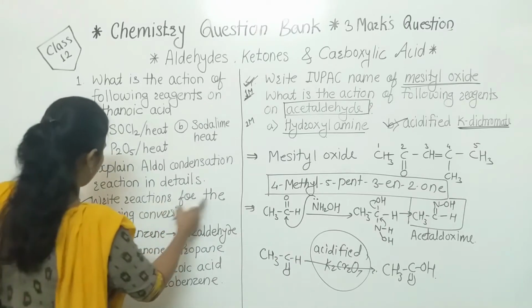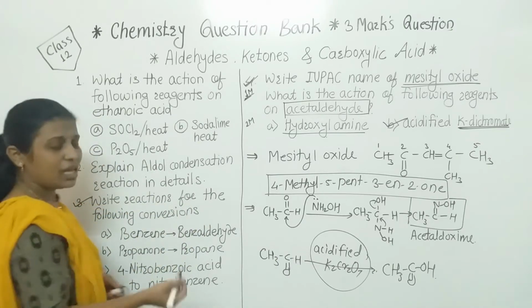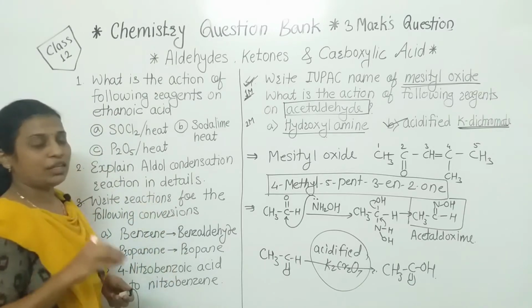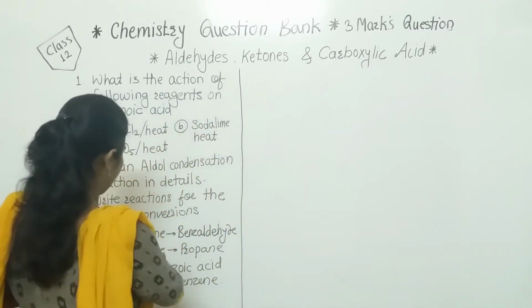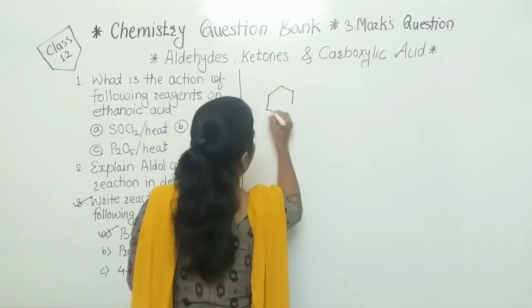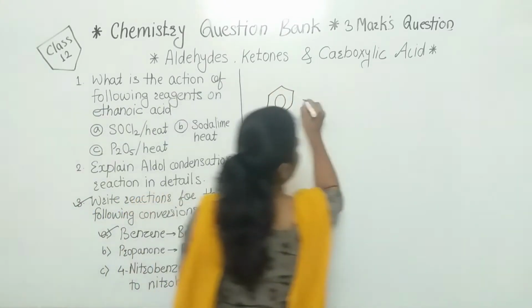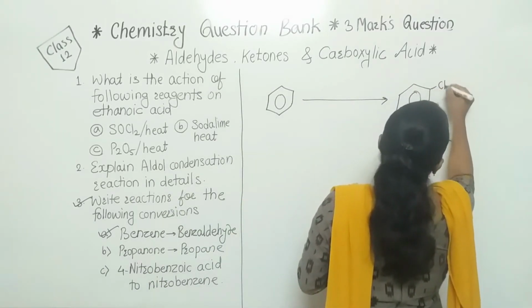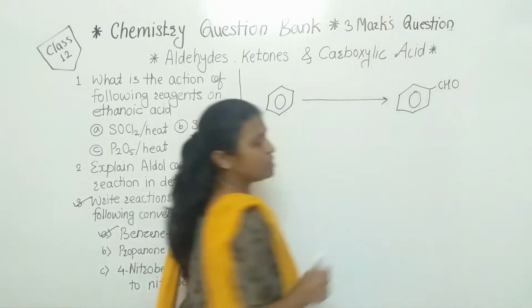Write the reactions for the following conversions. Again they have given 3 conversions and we just have to suggest the reagent. In that, the first conversion is benzene to benzaldehyde. What we have to convert? Benzene, this is the structure of benzene, into benzaldehyde. Means here introduction of CHO group is there on this benzene ring.